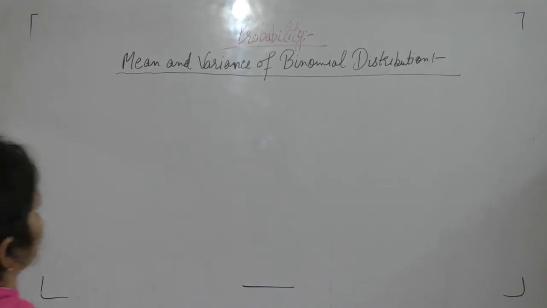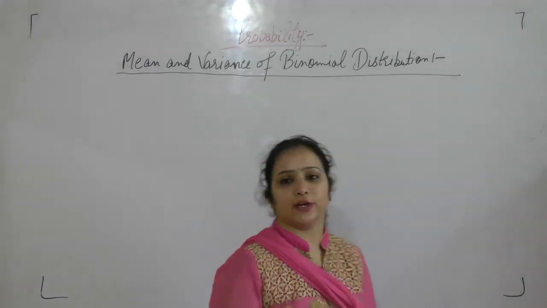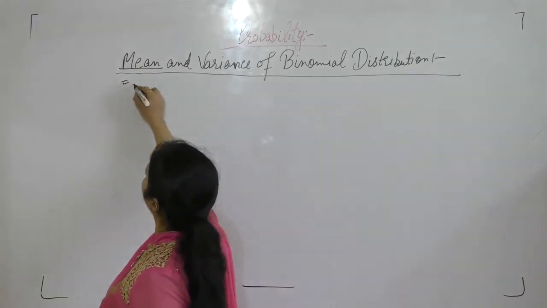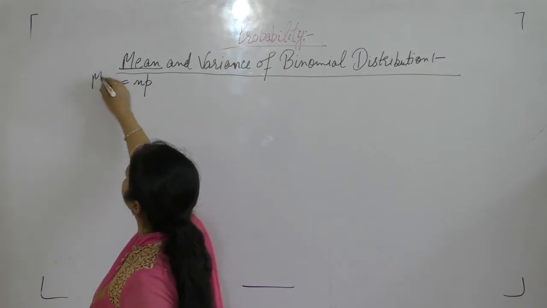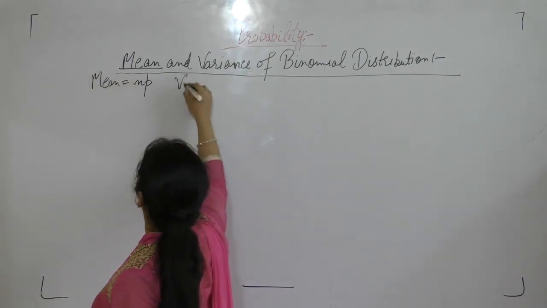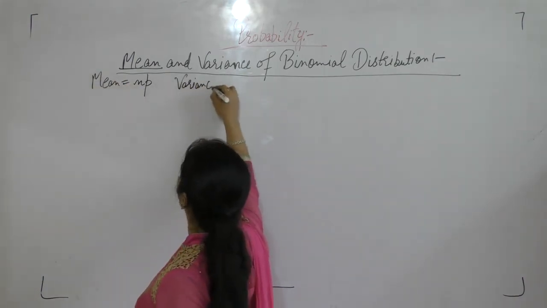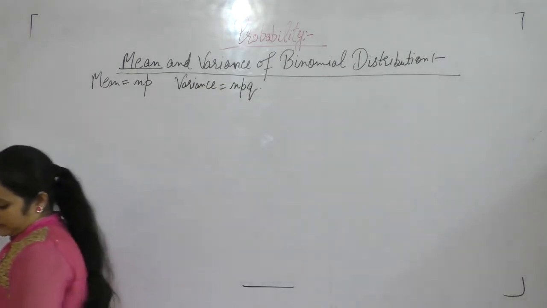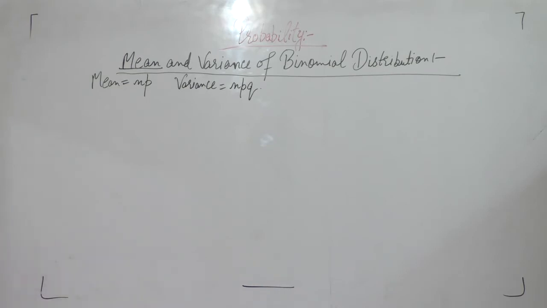Hello students, next topic is mean and variance of binomial distribution. Mean has formula np and variance is equal to npq. Now we will start the questions.